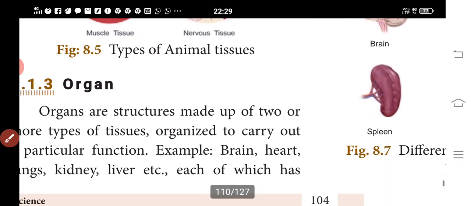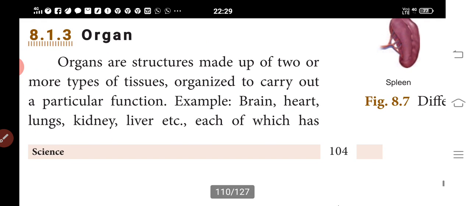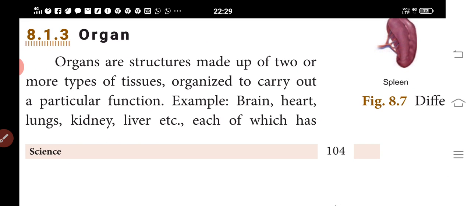So next we discuss organs. Organs are structures made up of two or more types of tissues organized to carry out a particular function. Examples: brain, heart, lungs, kidney, liver, etc.